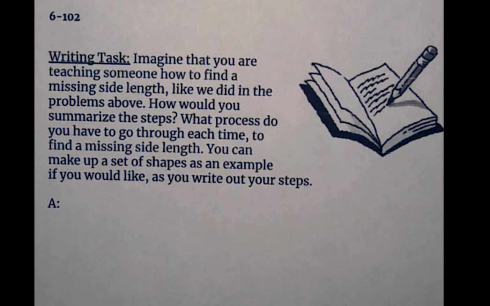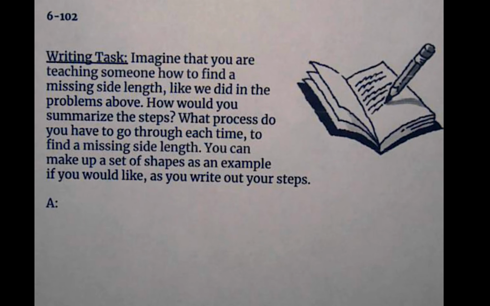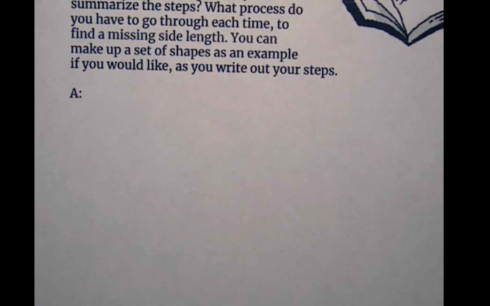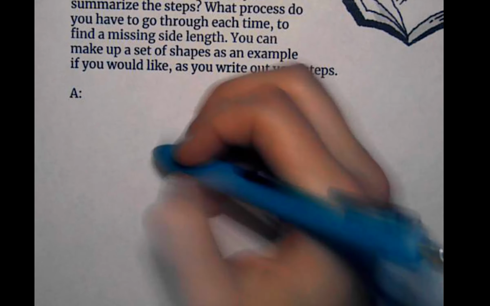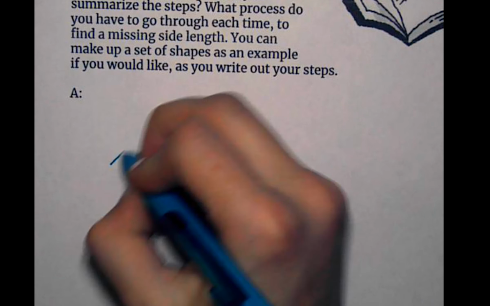Imagine that you are going to teach someone how to find a missing side length, like we did in the problems above. How would you summarize the steps, and what process do you have to go through each time to find a missing side length? You can make a set of shapes as an example if you would like as you write out your steps. So you are writing to someone, let's just pretend they're a 7th or a 6th grader who's not in our math class, and you want to show them how to get from one shape to another and how to find a missing side length. So I'm just going to do a really basic example right here.